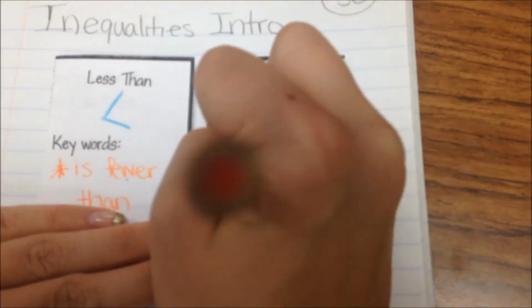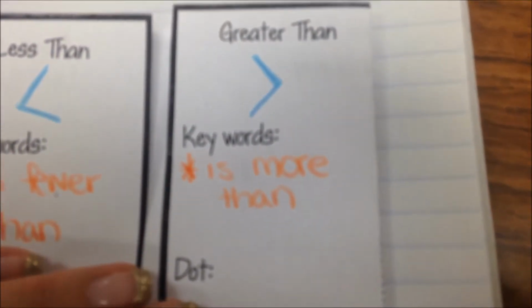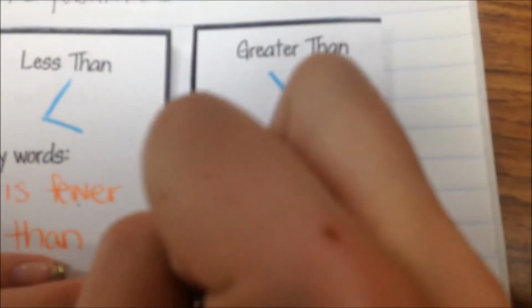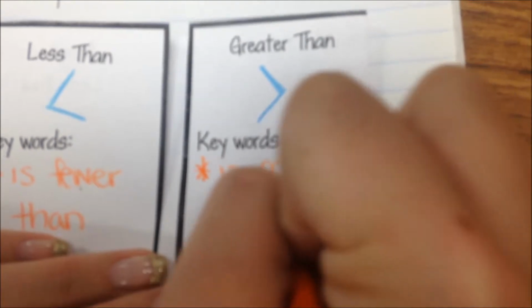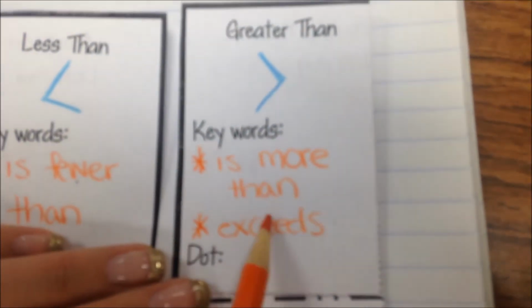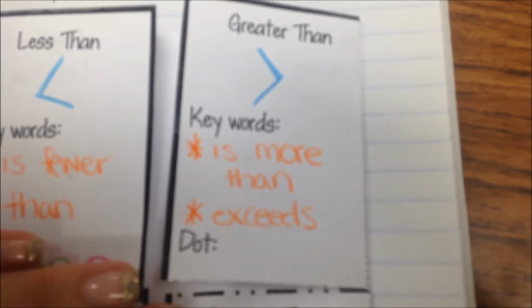Is more than. And I'm going to write down another keyword, and that keyword is exceeds. If something is more than or exceeds, it also gets the greater than symbol.